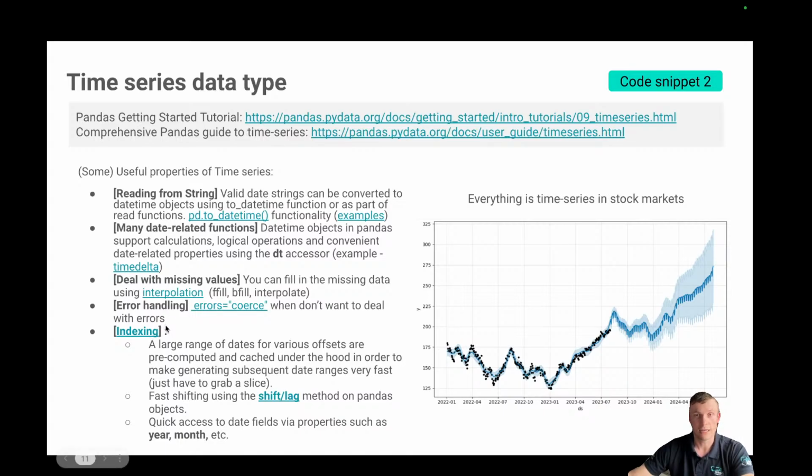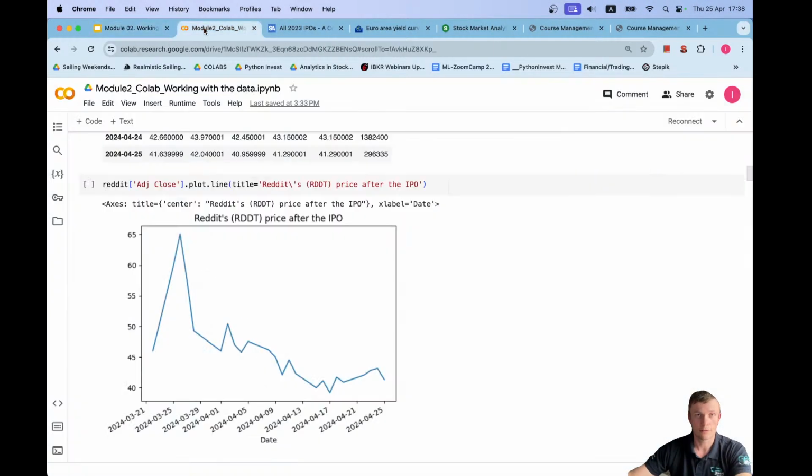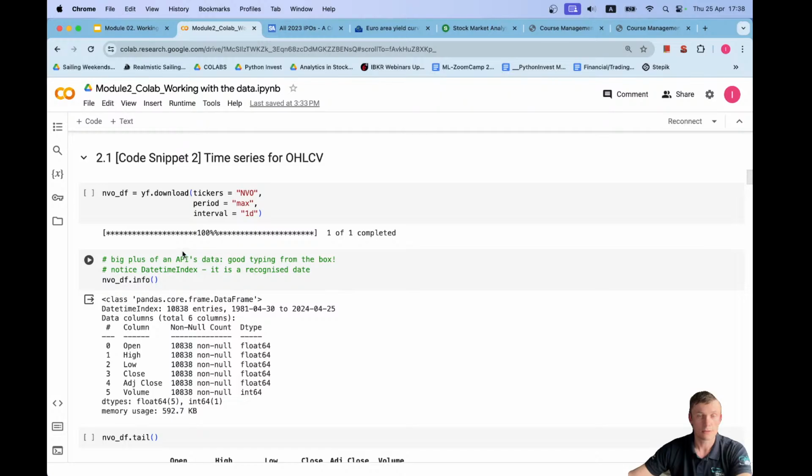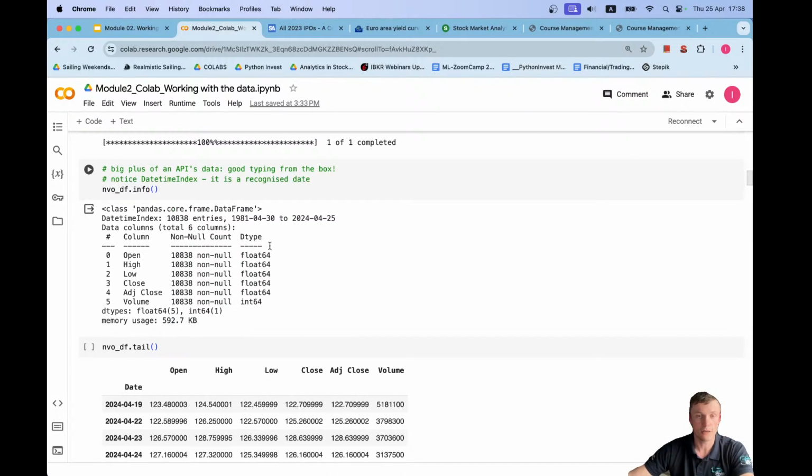And indexing, I've read actually in the docs that if you make a time series as a date index, it provides a lot of caching, and it should work faster. Code snippet number 2. So we use time series. We use all daily history for one ticker, NVO. This is a European company. It has a history from 1981.